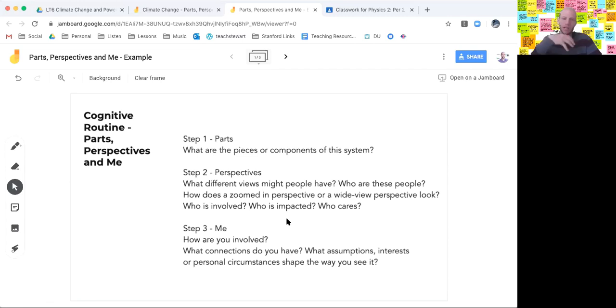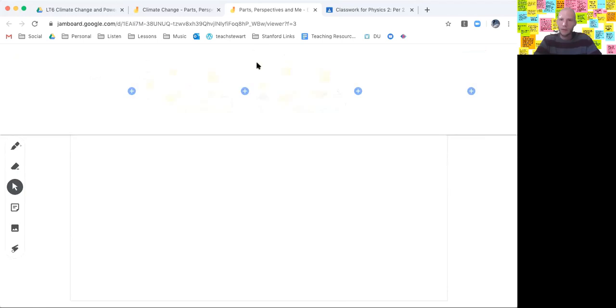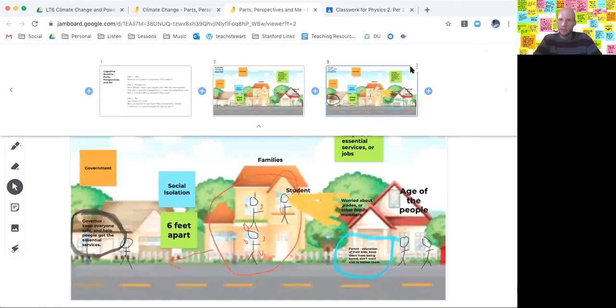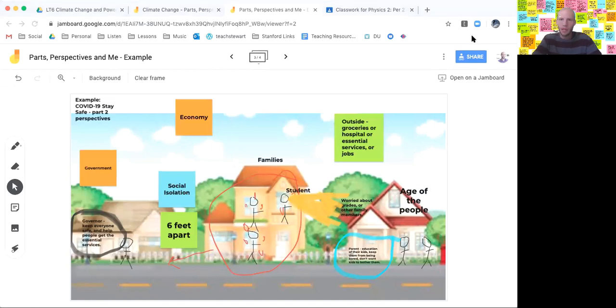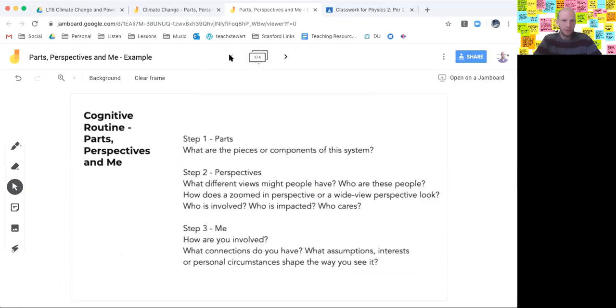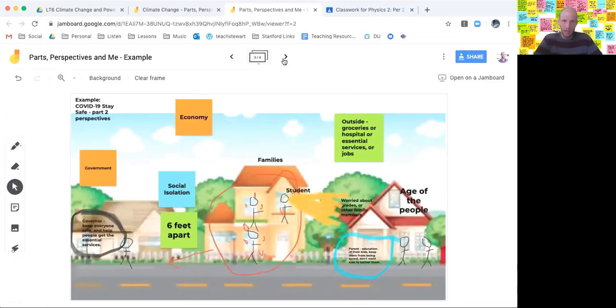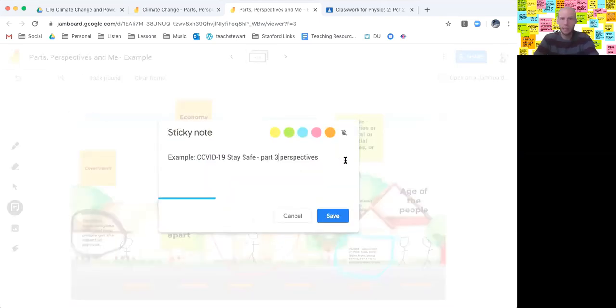And what are my perspectives or personal circumstances that shaped the way I see this. So again, I'm going to go back to... oops, I'm not going to do that one. I'm going to delete that one. I'm going to duplicate this one. So now, if we go here, now we have our parts slide. We added it to perspectives. And now we have our fourth one, which is going to be part 3, me.